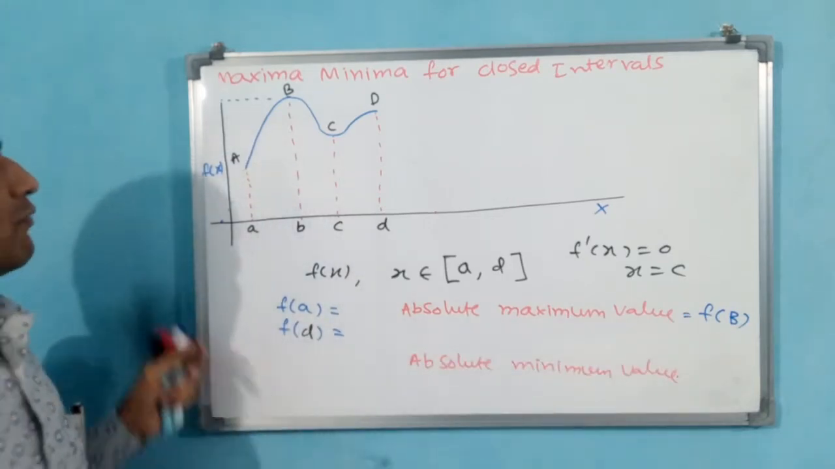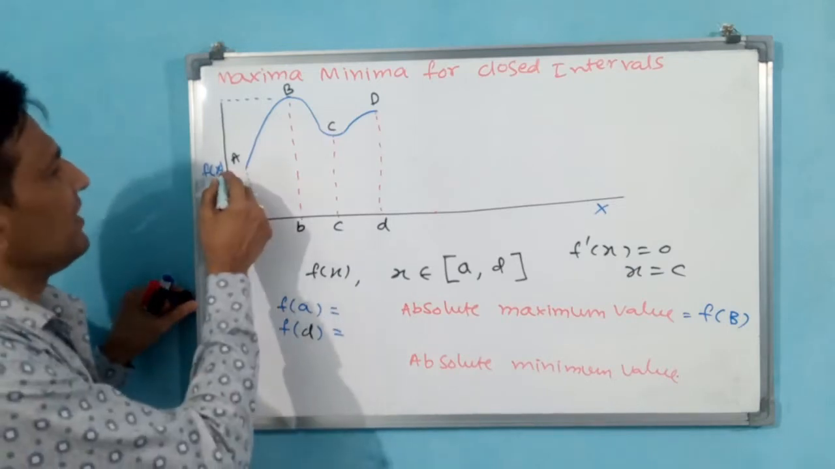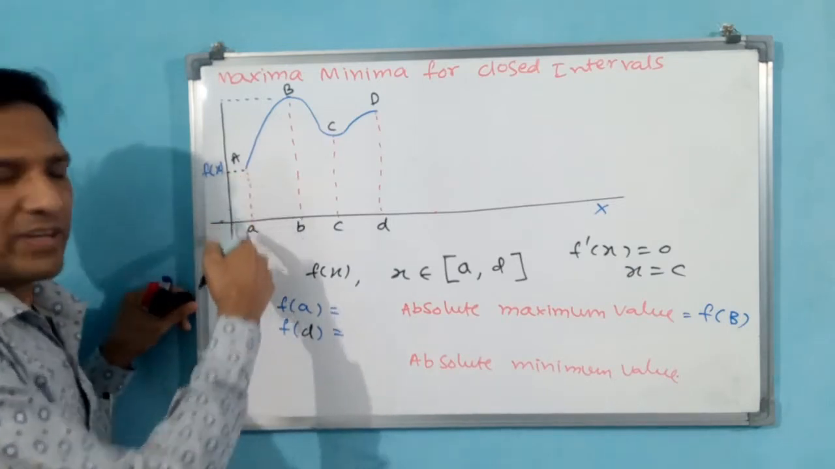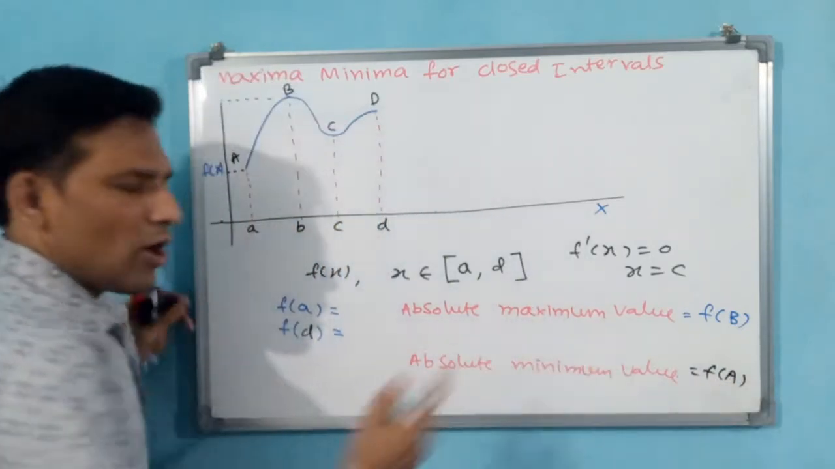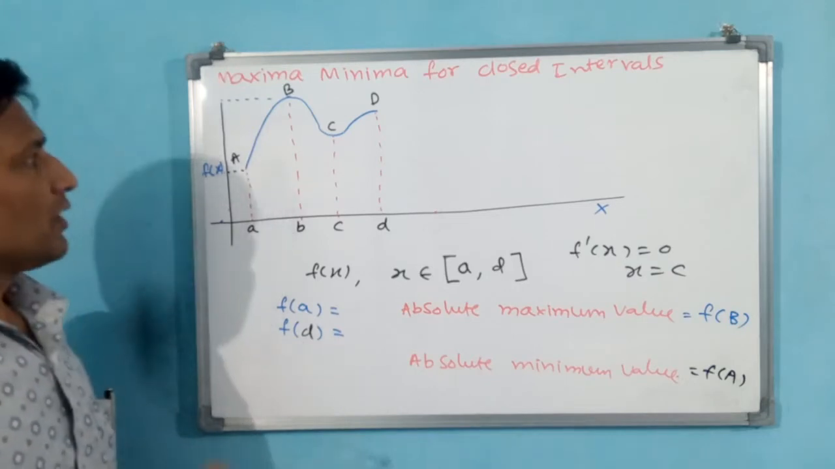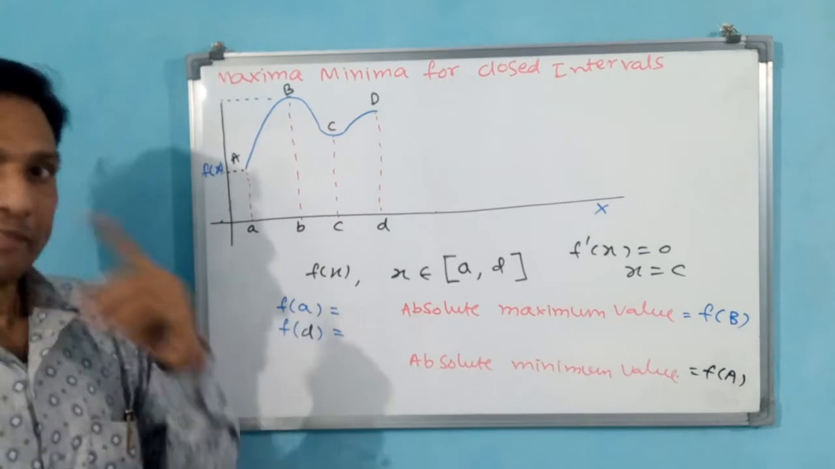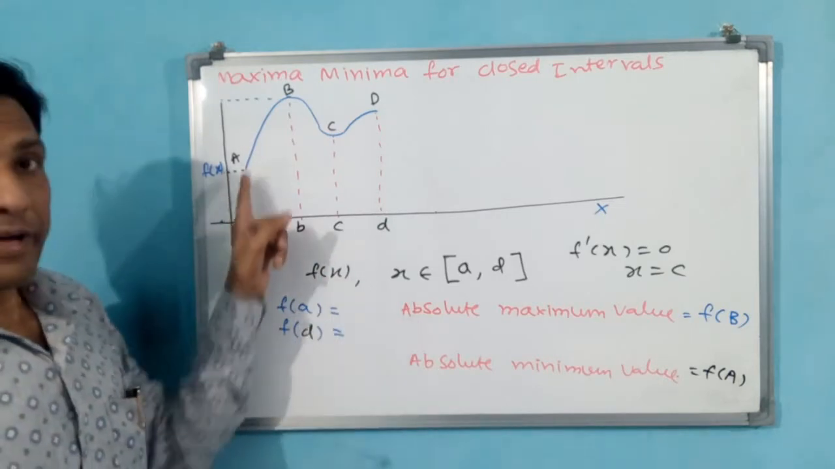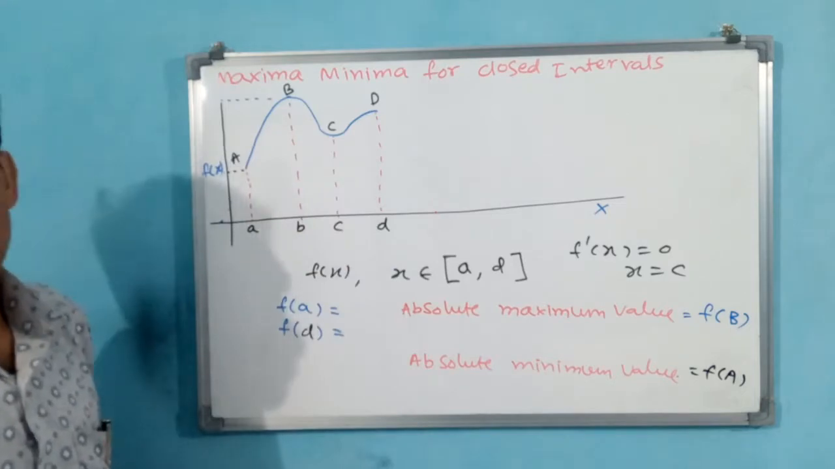Then what is the least value here? F of A. That means f of A will be the absolute minimum value. Then what about C and D? The remaining values will be local maximum value and local minimum value. Like that you have to understand.